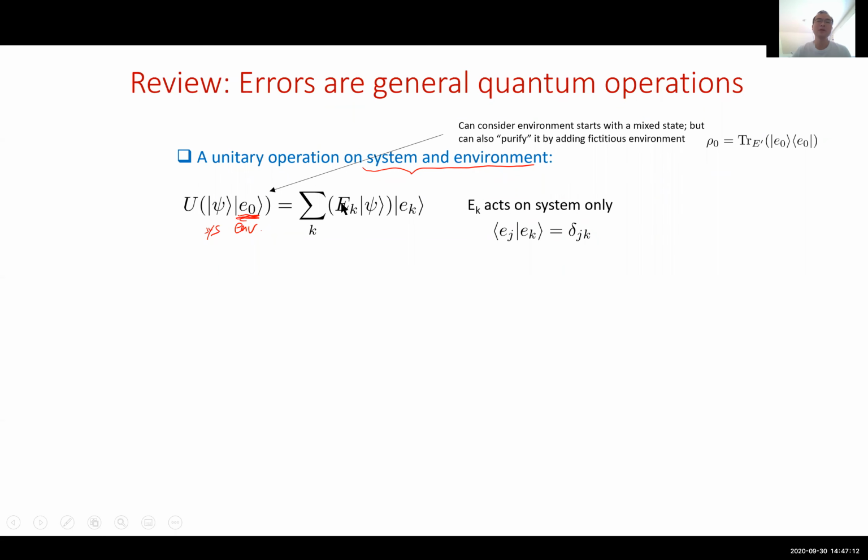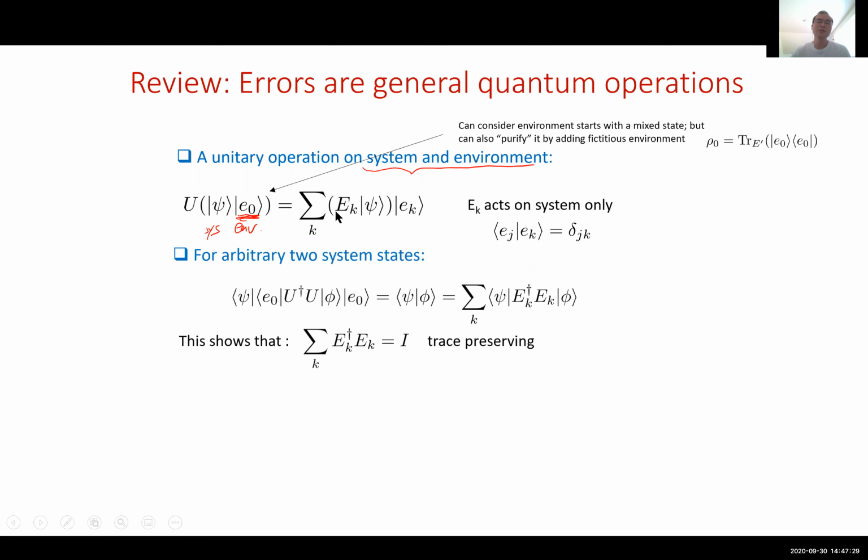And we want the error to act on the system. And then there is additional change of the environment. So a general unitary on the combined system can always be written this way. The nice thing about this is because the E_k acts on the system alone, you can treat that as an error and you can ask how to correct that. But there are also properties of these E_k.